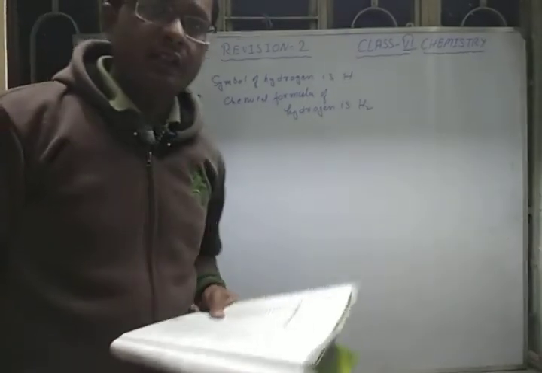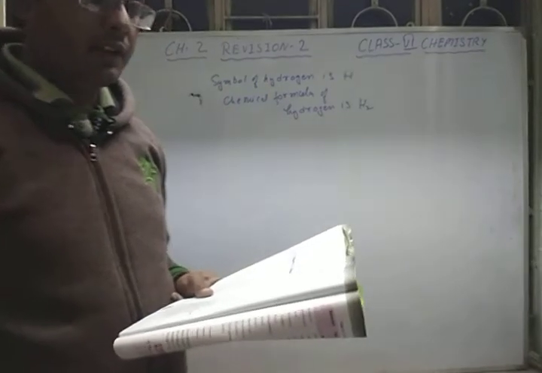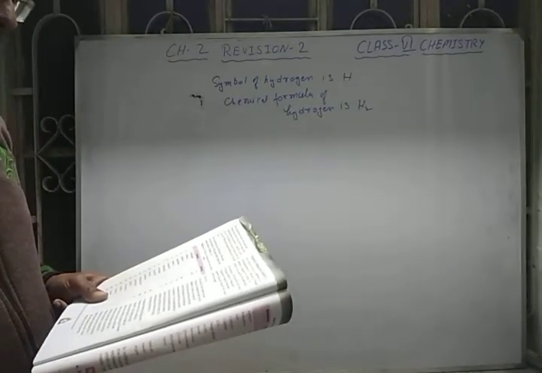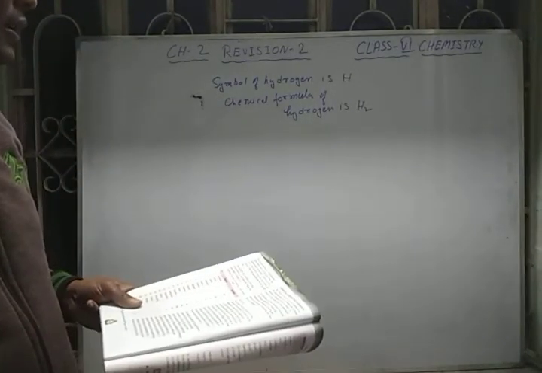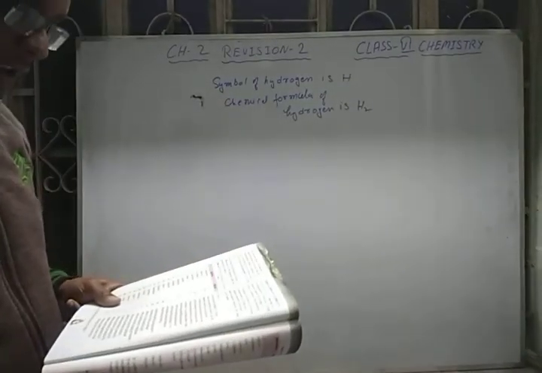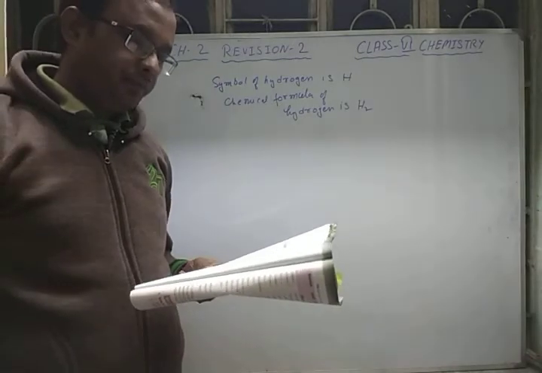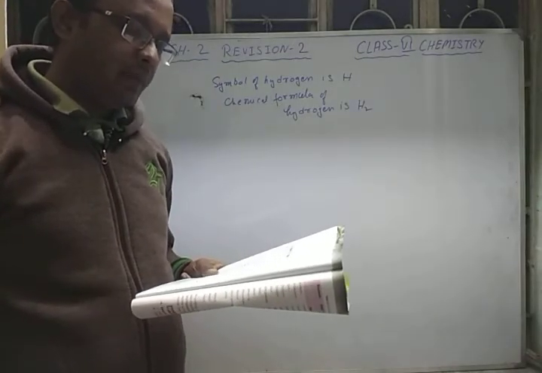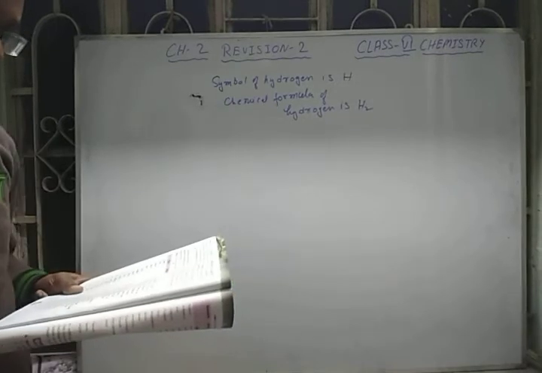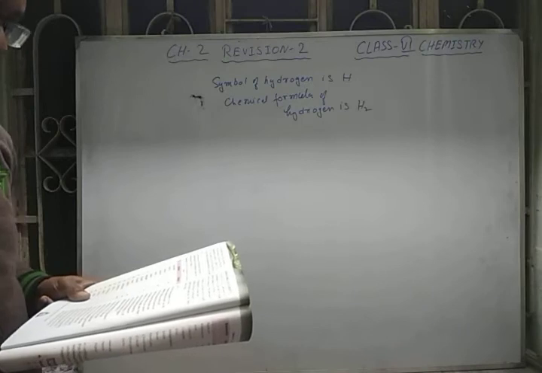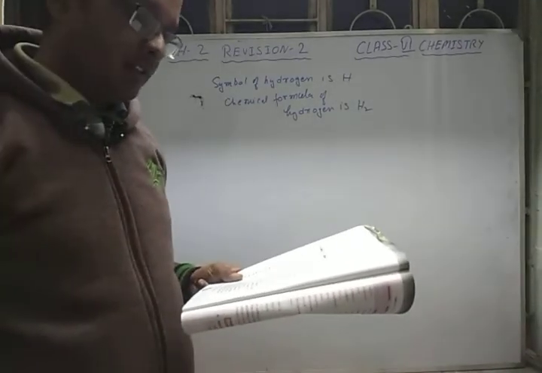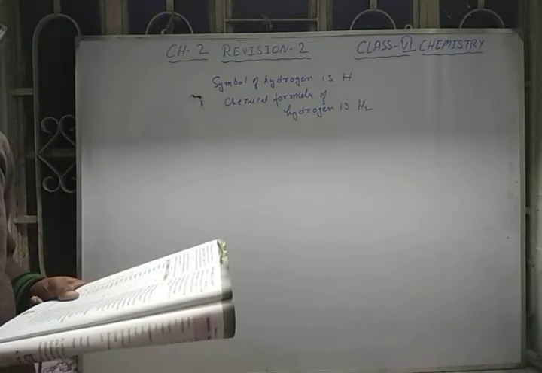Now what is atomicity? Atomicity is the number of atoms present in one molecule of an element. Suppose the hydrogen has H2 in its formula. It contains 2 atoms, so it is diatomic. If the molecule of an element contains 2 atoms, its atomicity is 2, and if the molecule of an element contains 3 atoms, its atomicity is 3. So monoatomic, diatomic, triatomic and polyatomic.